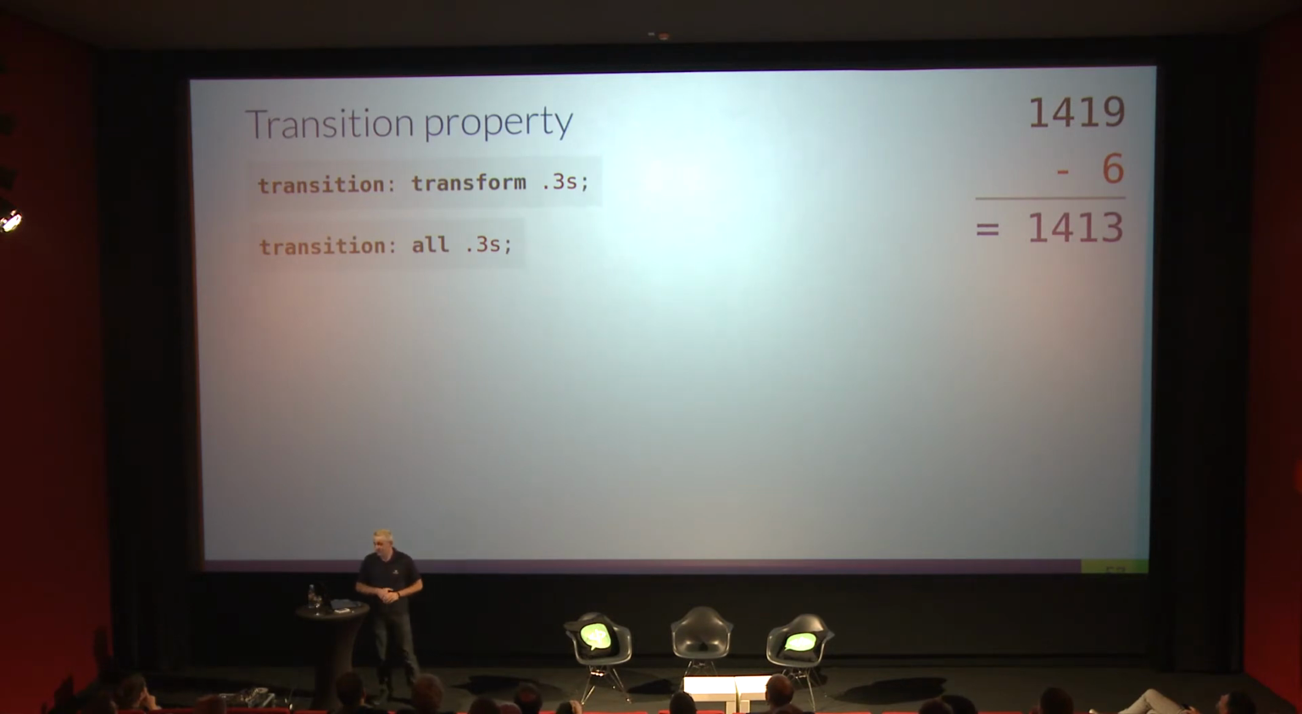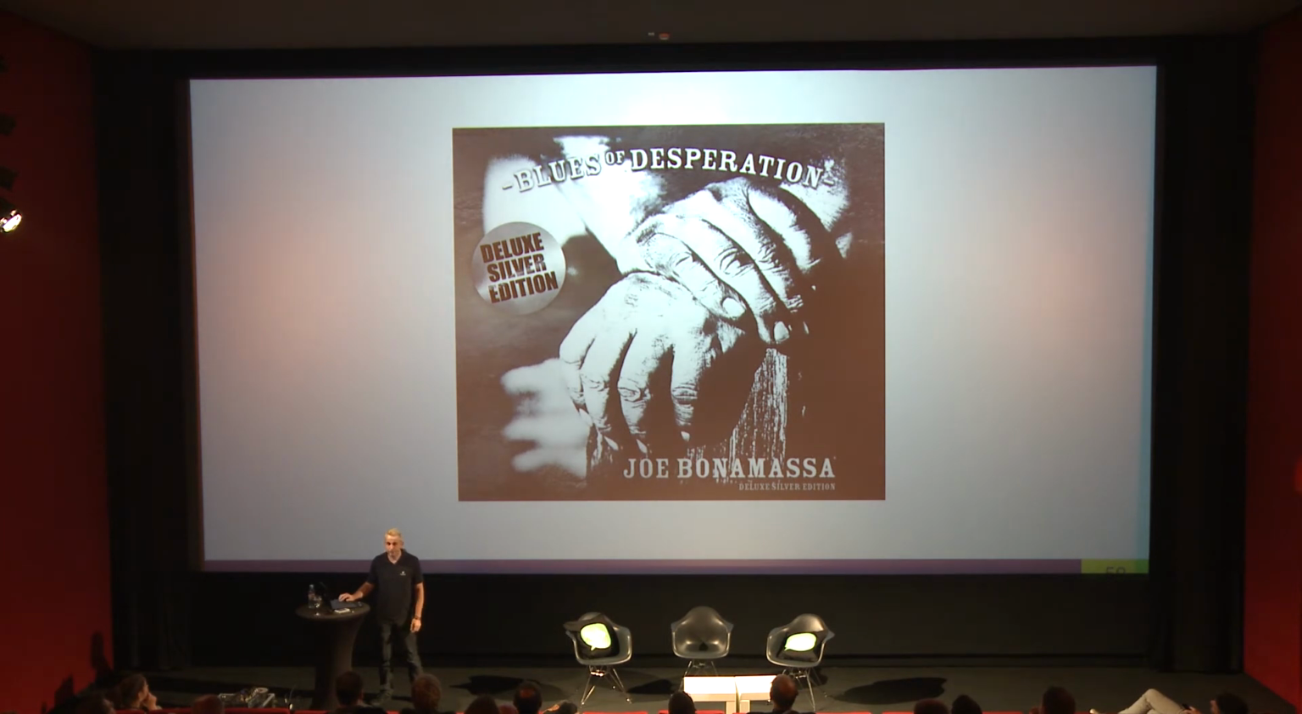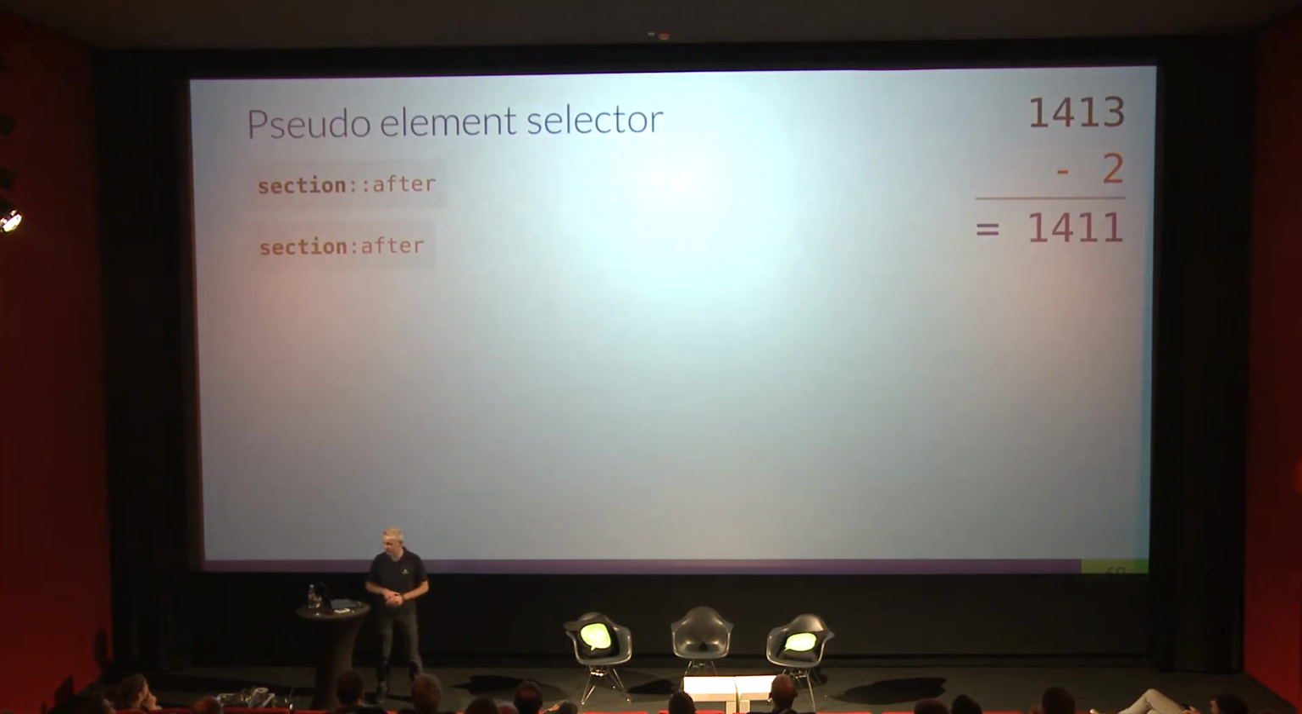I can transition all properties instead of the transform property. I only change the transform property when I hide the slide. So I can say transition all and save 6 bytes. Sounds like the blues of desperation. No, this is desperation. The pseudo element selector starts with 2 colons, but for historical reasons, 1 colon is still valid. So I save 2 bytes.